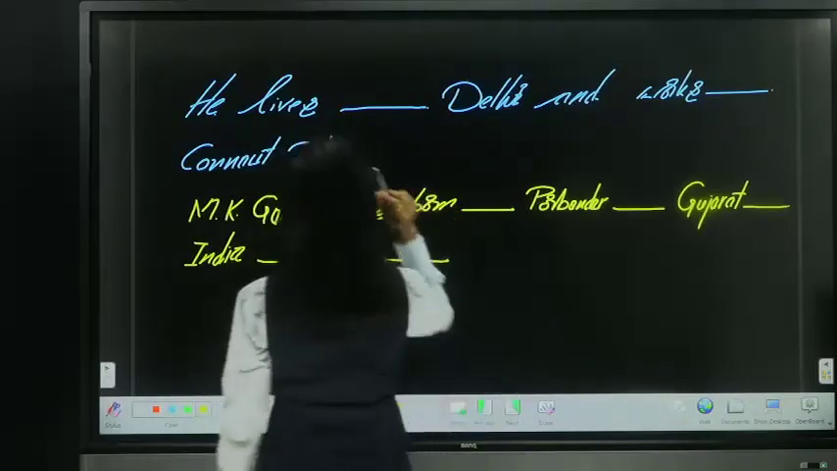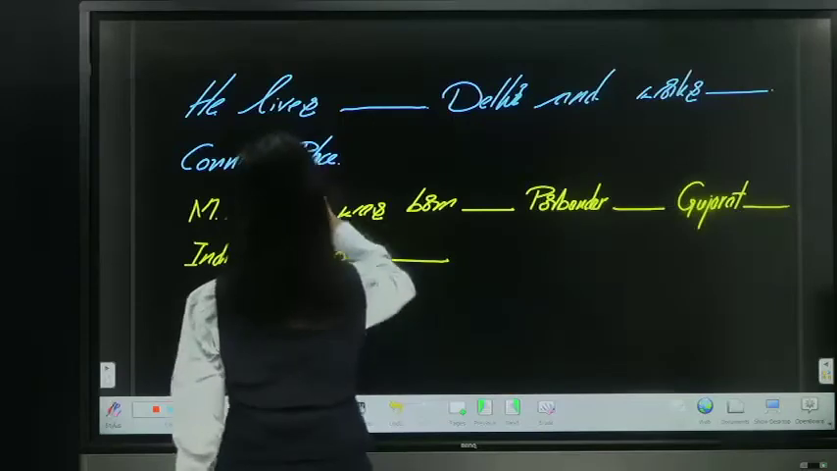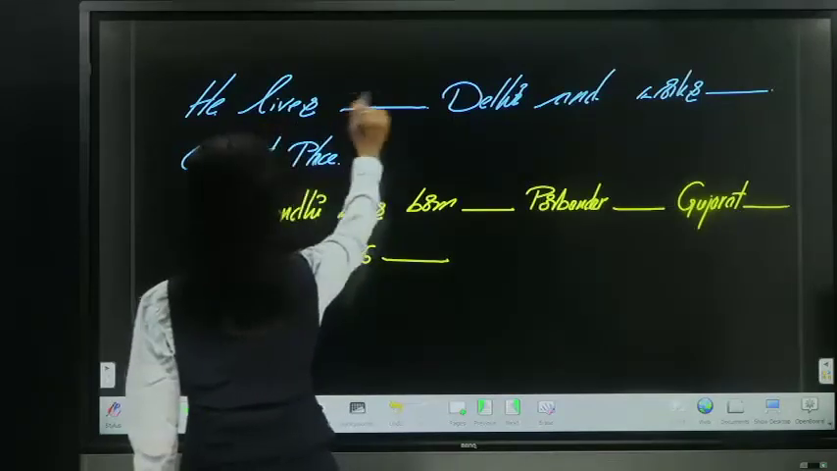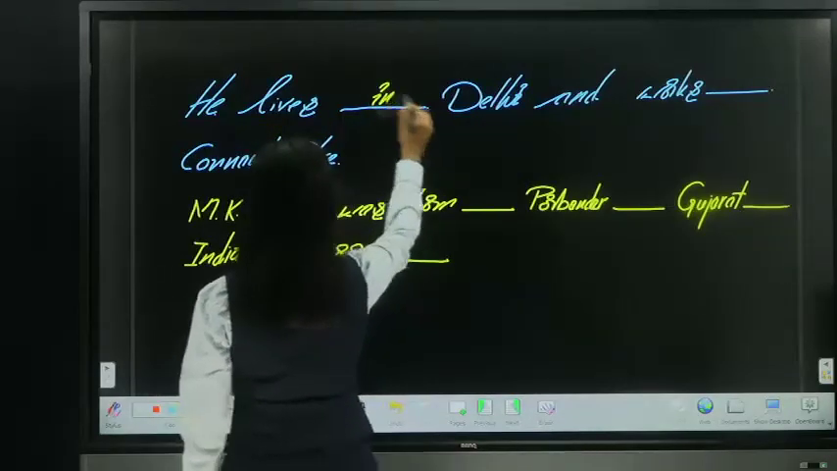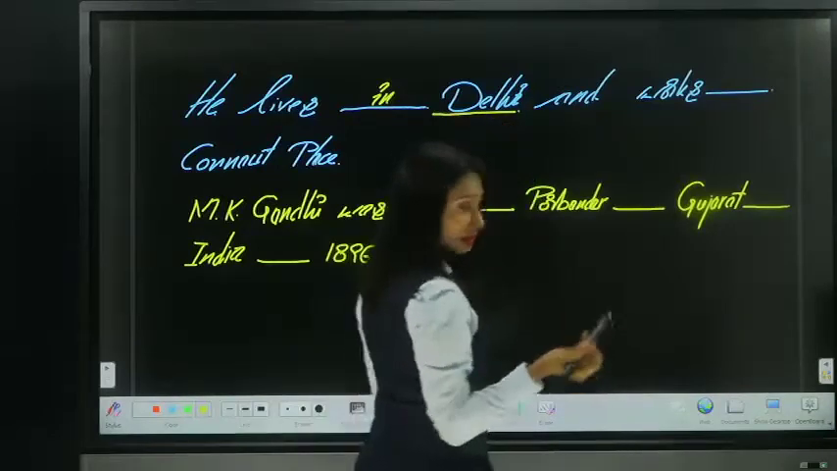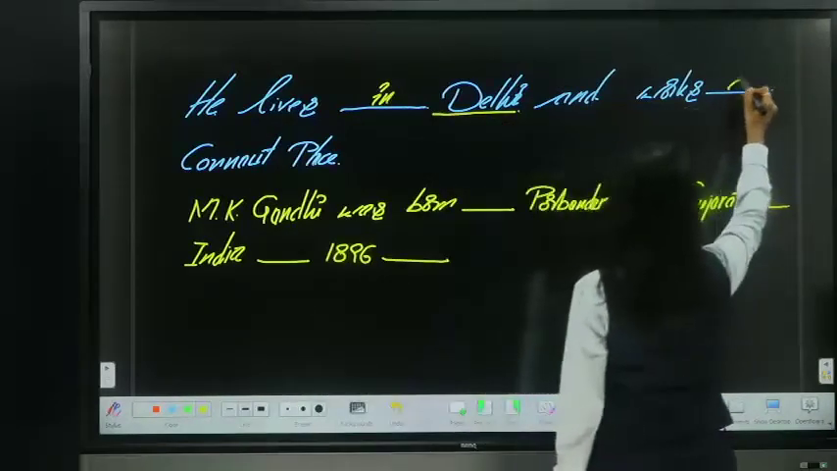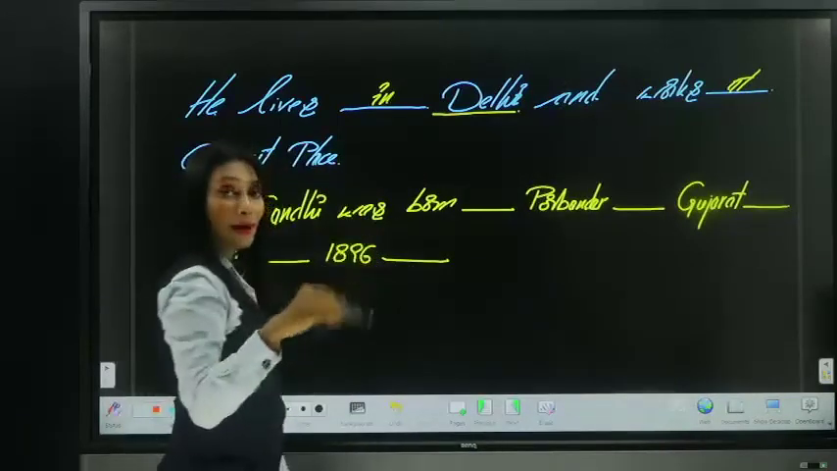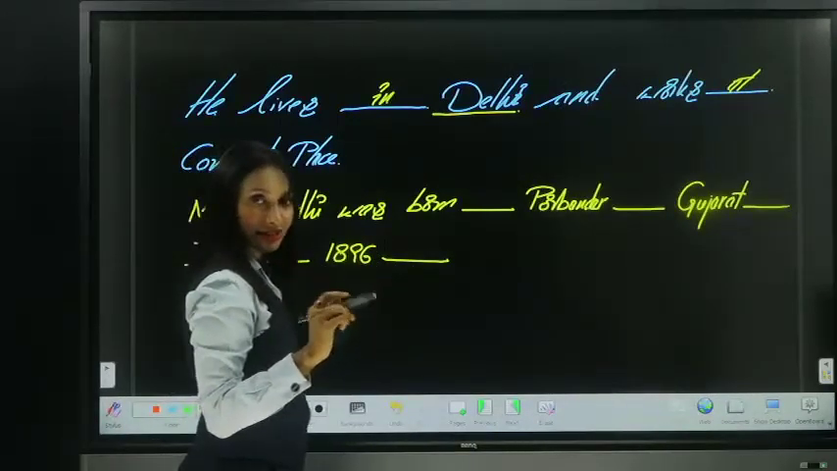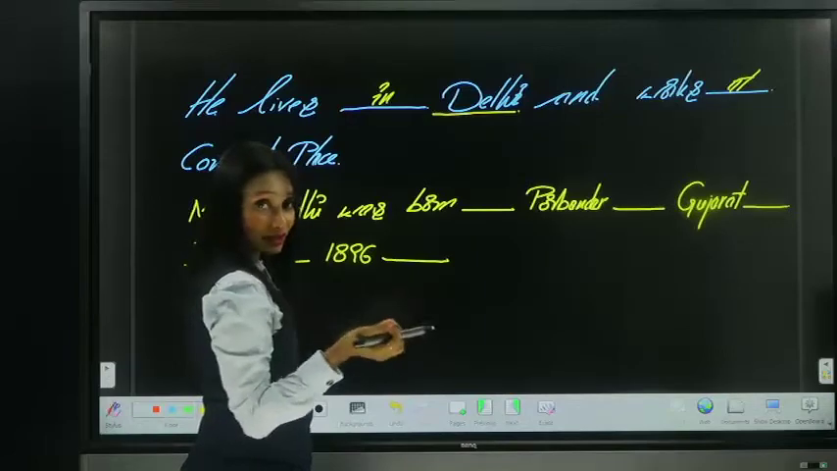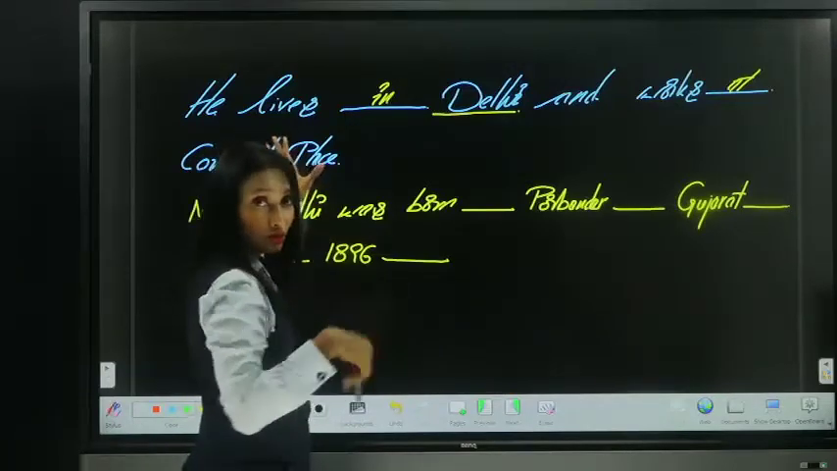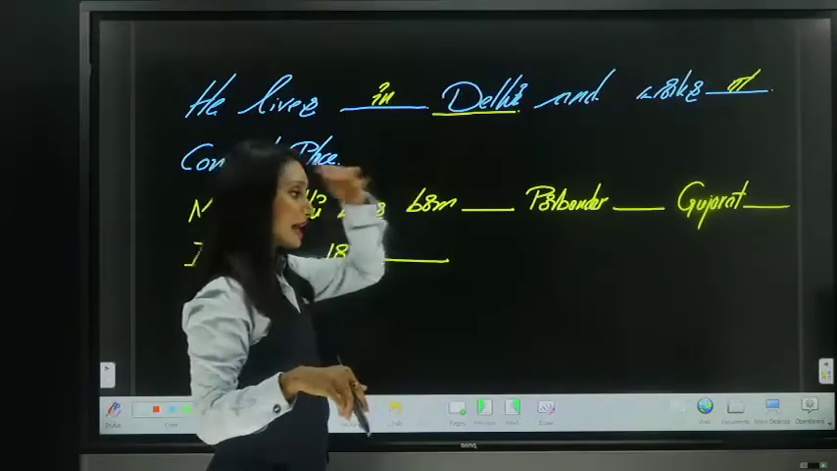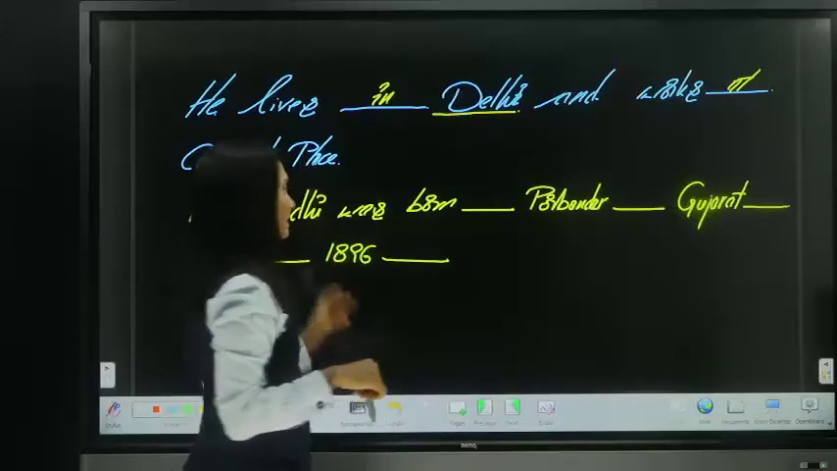So the answer for the first one is he lives in Delhi because Delhi is a city place, and works at Connaught Place. So Connaught Place is a part of the city, a geographical division. So in and at are correct. Well done, guys. Now look at this one.